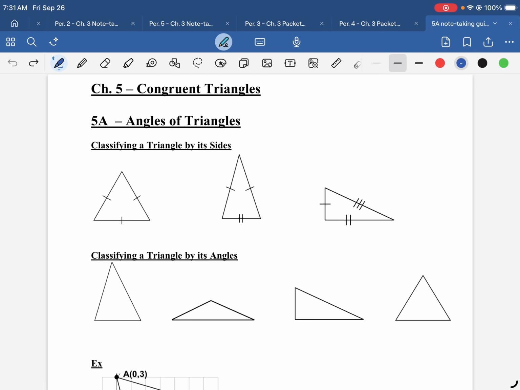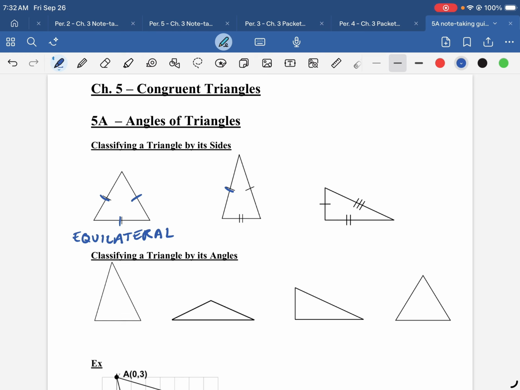Chapter 5, Congruent Triangles. 5a is angles of triangles. So we're going to start by classifying triangles by sides. This first triangle has 3 congruent sides. All the sides are congruent, and we call this an equilateral triangle. Lateral means sides, so equal sides, okay?